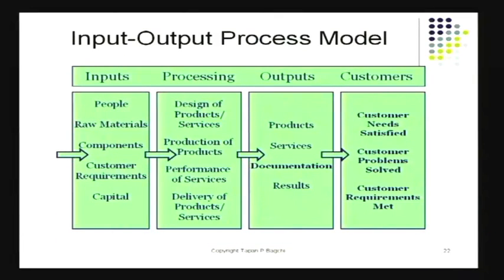And here's a little picture of what is going on here. I have inputs, and those could be in the form of people, raw materials, components, customer requirements, and capital. The next step in the business process is the actual transformation process. The transformation process would involve some sort of design, some production, some services performed, and of course the delivery of the thing. These are the processing steps. The outputs are these various things, the products, the services, documentation, and the results. And the effect on the customer is the ultimate goal for doing it all, which is that customer needs are satisfied, customer problems are solved, and customer requirements are met. This would be the ultimate goal.